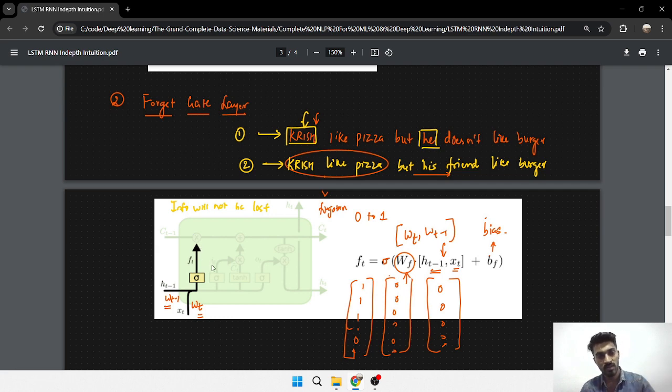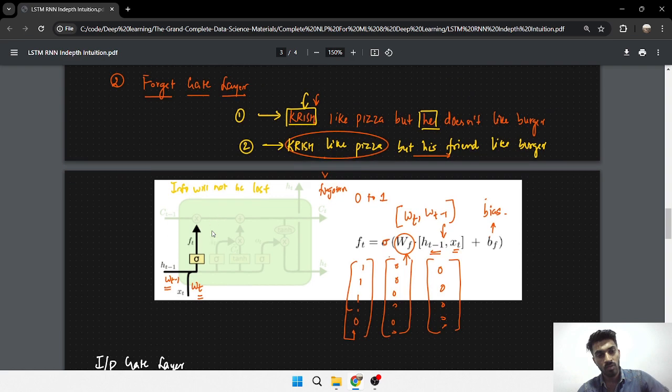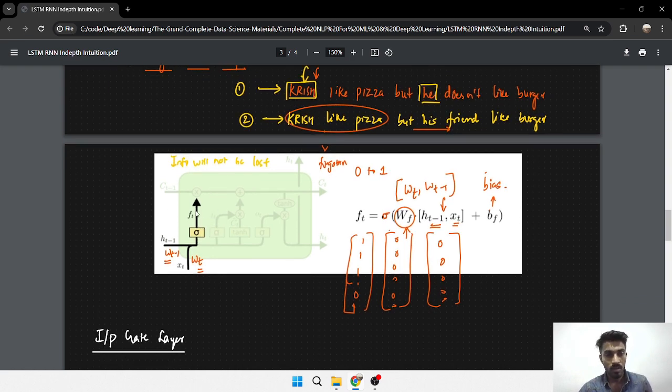Suppose c_{t-1} is 0.9, and our f_t vector will be approximately 0. By applying this we get a zero vector, so that we forget the information about Chris, and now we have to add some new info. That's how this will work. This layer plays a very important role. Only because of this layer are we able to add new info, and it helps us decide what to forget and what to remember.